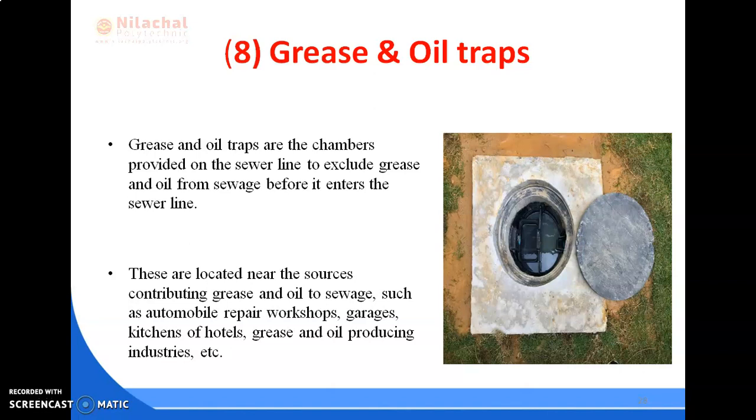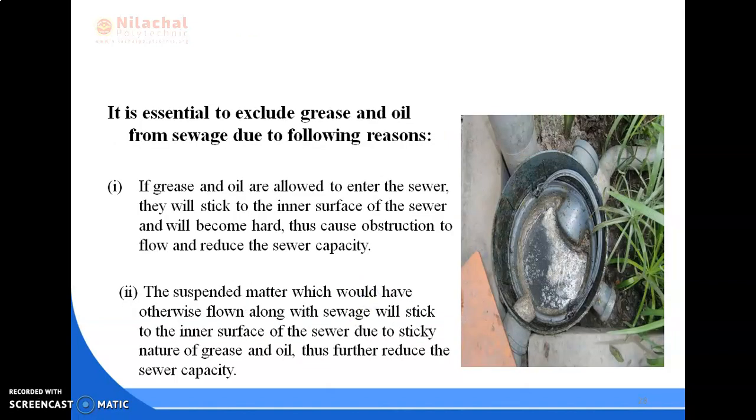The oil and grease themselves not only stick to the side of the sewer but other suspended matters also get stuck. Thus, the capacity of the sewer gets reduced. Further, oily substances interfere with the treatment of sewage. By oil traps, this can be removed.